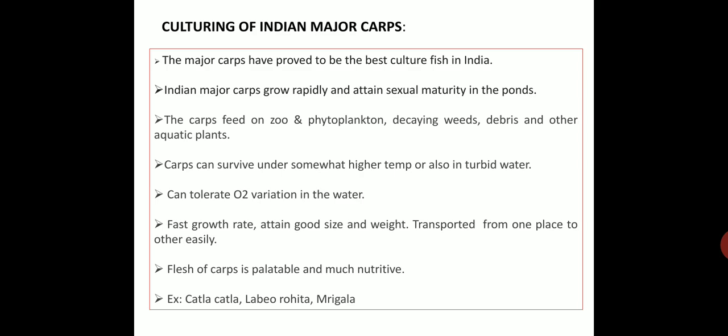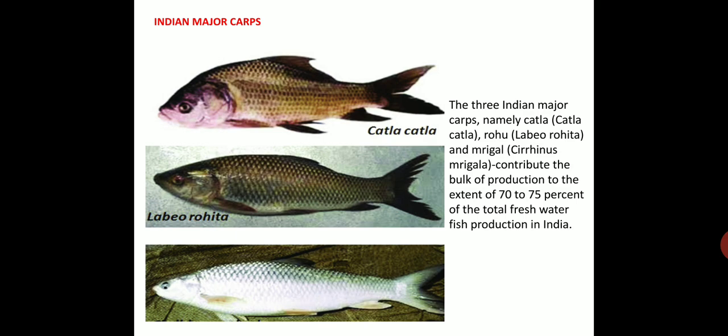Flesh of carps is palatable, that means tasty and much nutritive. So all these characters you can see in Indian major carps, as well as they have the criteria for selection of cultivable fishes, and the Indian major carps will satisfy all the criteria required in the selection of cultivable fishes. Example: Katla katla, Labeo rohita and Mrigal.